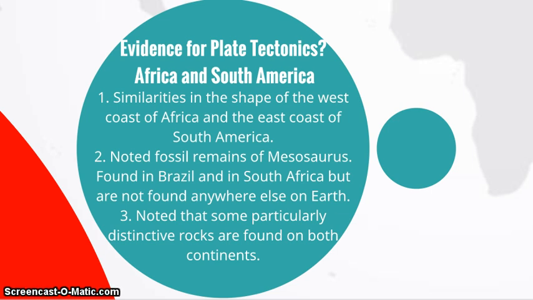We also see, which is another big feather in the cap for plate tectonics, the same distinctive rocks found in both continents, dated back to the same time, which leads us to believe that those rocks formed as one rock layer and then broke apart, and some of it stayed with Africa and some of those rocks stayed with South America.